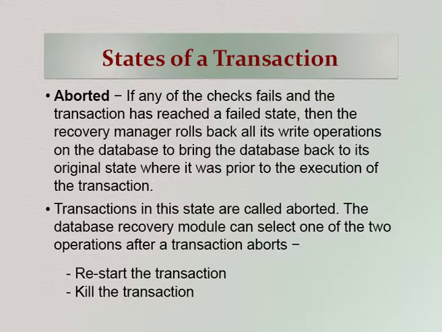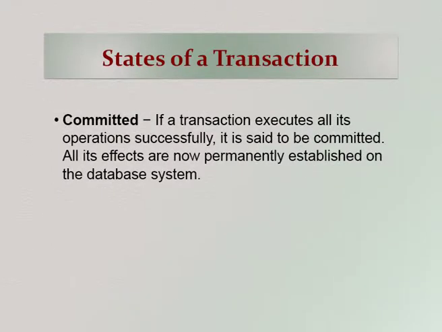The 2 options after the transaction is aborted are that it may restart the transaction or else it completely kills the transaction. And then the next state that we can see is the committed state. If a transaction consists of 5 low level tasks and all the 5 low level tasks are completed, then it executes an operation called the commit operation. All the effects of the updates done during these 5 operations will be committed and permanently established on the database system.